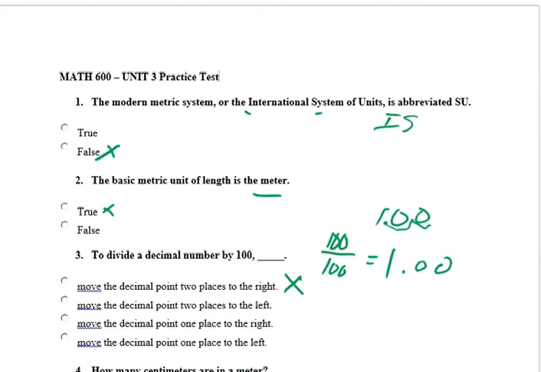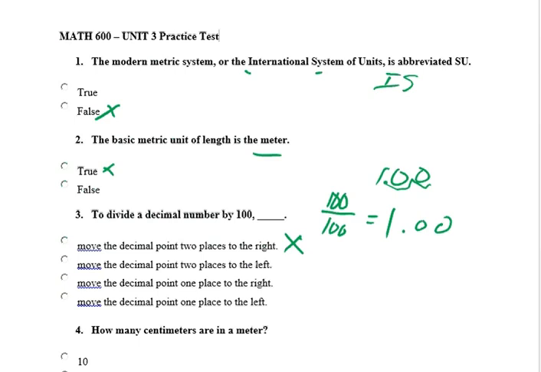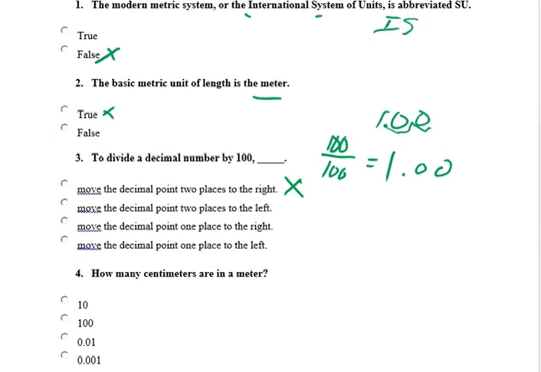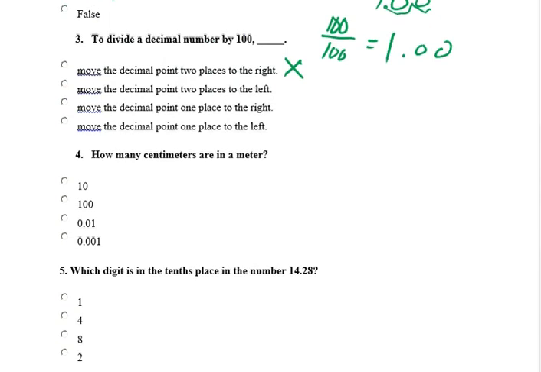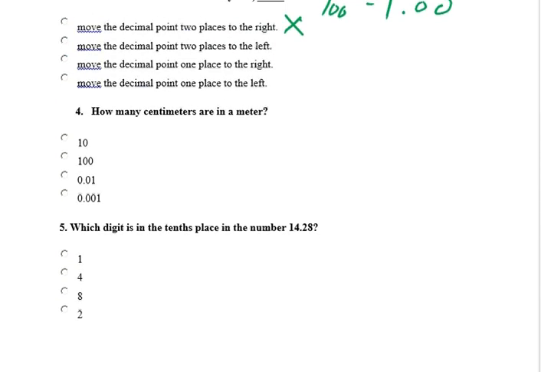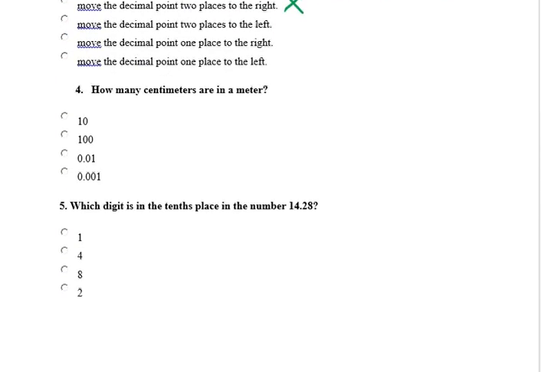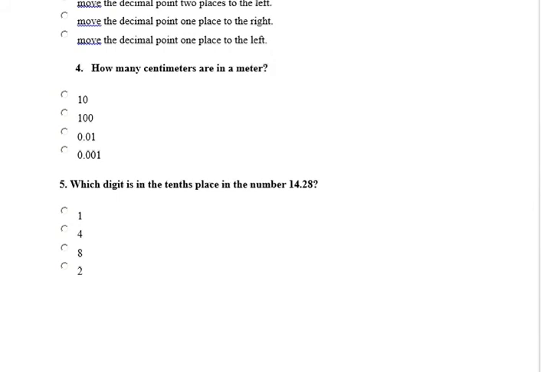Let's keep it going here. How many centimeters are in a meter? Centa is like century. It means 100. Like a century is 100. A century run is usually 100 miles. So I'm going to say centa. Centa means 100.